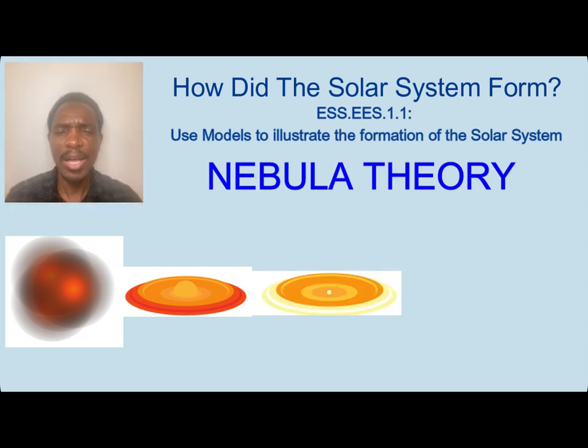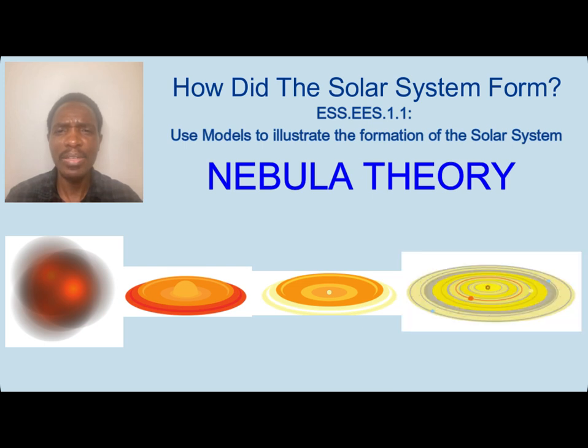The materials outside of the sun continued to collide, forming larger objects known as planetesimals. And more debris continued to accumulate, transforming the planetesimals into even larger objects known as the protoplanets, and eventually into the planets as we know them today.